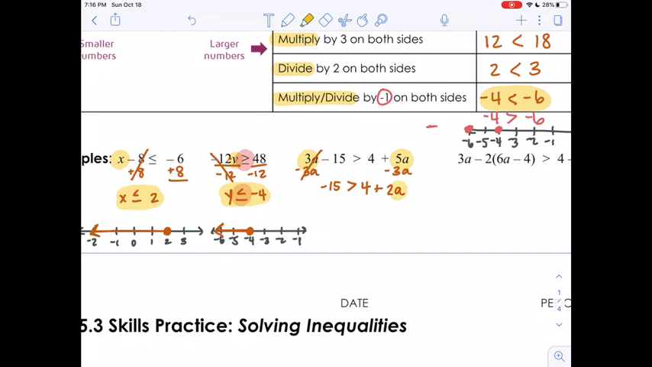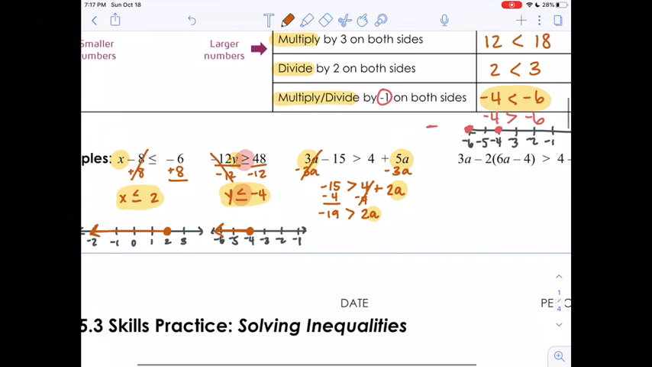Now I want to work again on getting this by itself now that it's all together. First thing I'm going to do is subtract 4 to get it away. Remember, subtracting is fine. I don't have to do anything to the sign, but I am showing that I'm doing this on both sides. 4 minus 4 is 0. Negative 15 minus 4 gives me a negative 19. It's greater than 2a. Finally, to get the a by itself, this is 2 times a. The opposite of times is divide, so I divide both sides by 2.